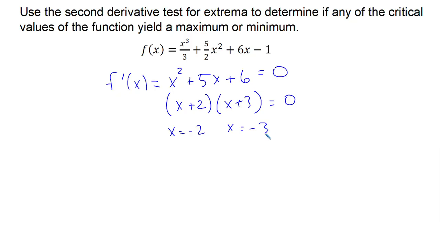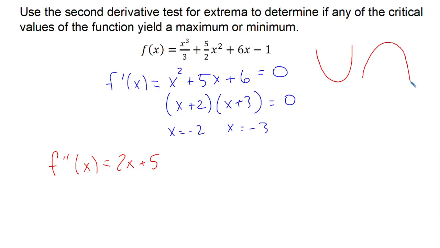equals -3. Then the second derivative test says at a place where the first derivative equals 0, check the value of the second derivative at each of those x values. So our second derivative is just 2x plus 5. Now, remember that the second derivative tells us whether the function is concave up or concave down. And if you have a nice smooth curve where we have a max or a min, because our derivative is equal to 0, if the function is concave up, it has to be a min, and if the function is concave down, it has to be a max.